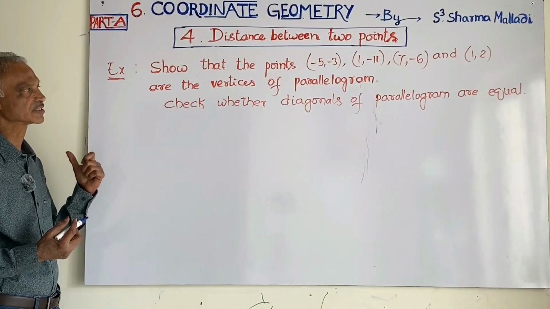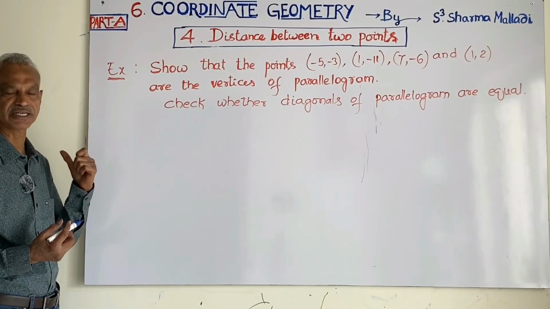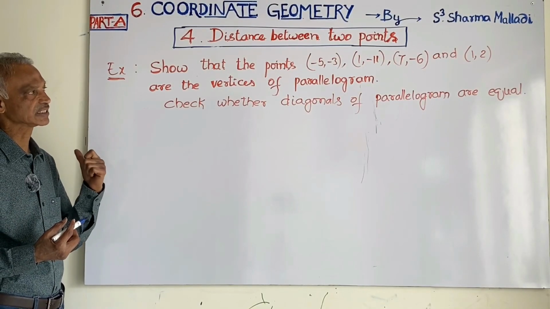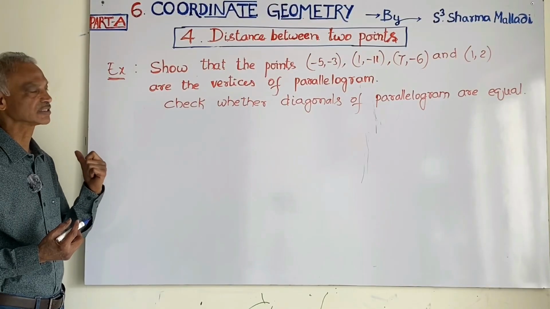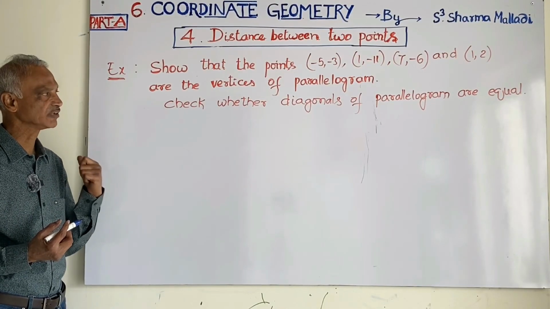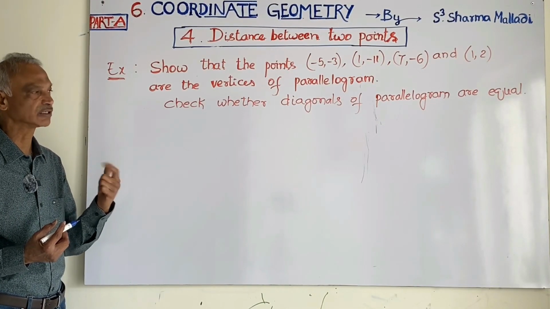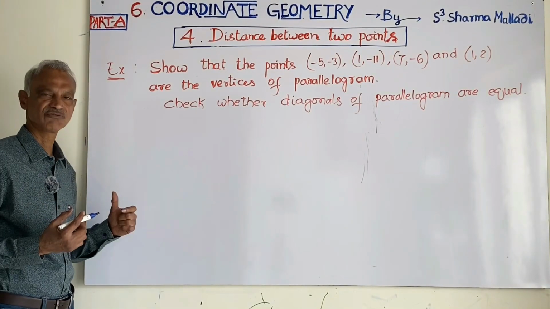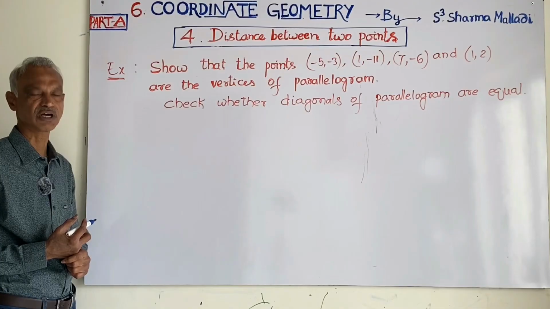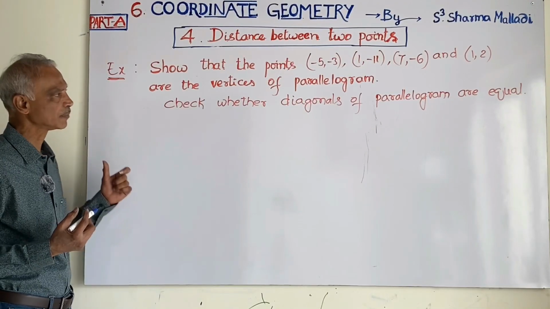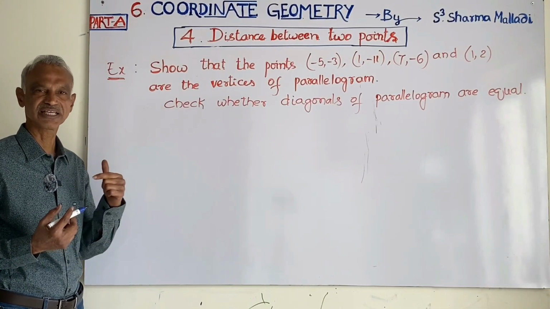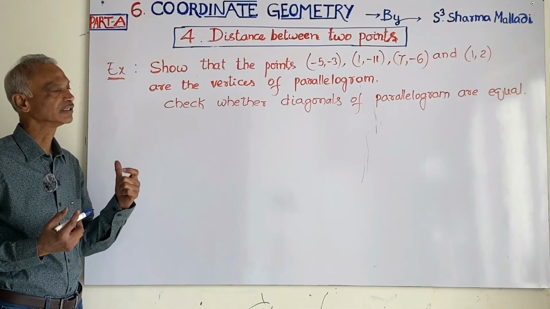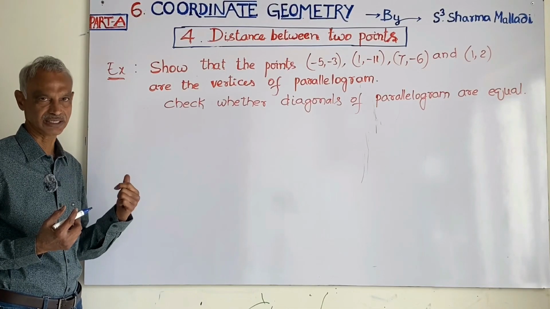Show that the points (minus 5, minus 3), (1, minus 11), (7, minus 6) and (1, 2) are the vertices of a parallelogram. Check whether the diagonals of the parallelogram are equal. They are equal or not, we have to check. First you should know the properties of a parallelogram. What are the properties of a parallelogram? Opposite sides are equal and opposite sides are parallel.